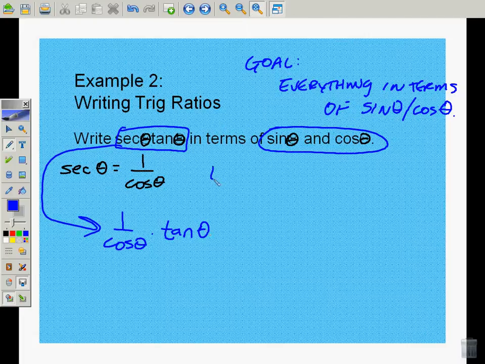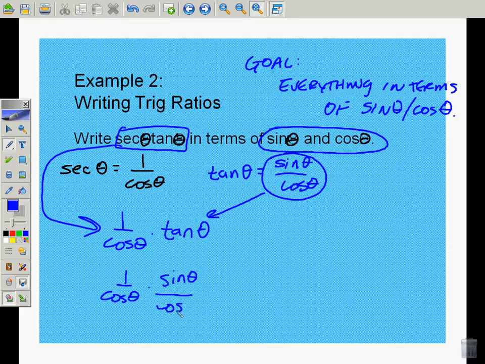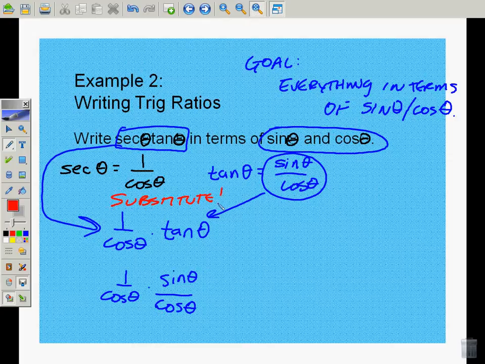Okay, now let's do this. Tangent of theta, if only I could write that in terms of sine and cosine itself. Let's see. Oh yes, it's really equal to sine theta over cosine theta. Now watch what happens. So instead of tangent, I want to put that in here. So now I've got 1 over cosine theta times sine theta over cosine theta. See what I did there? I substituted.